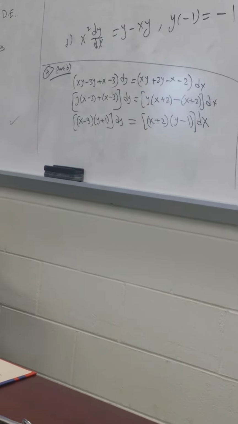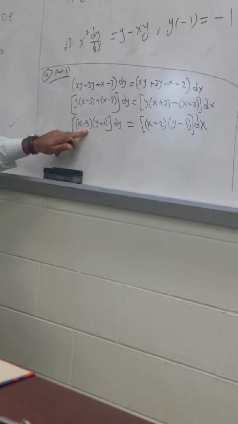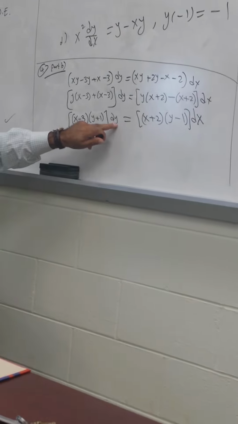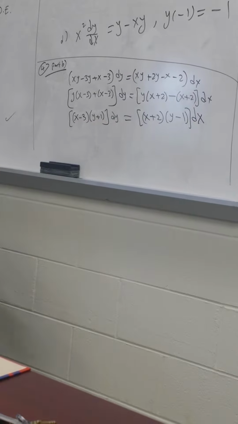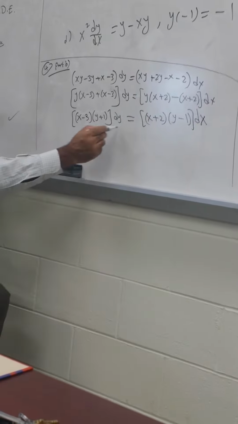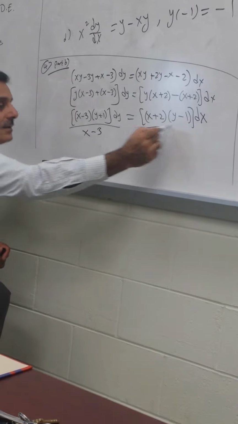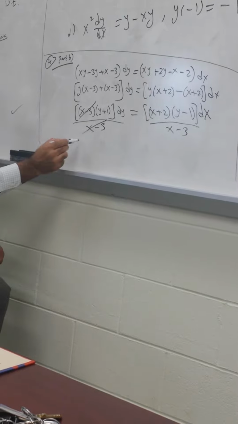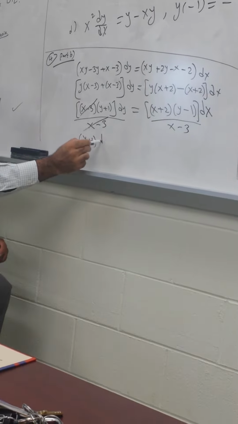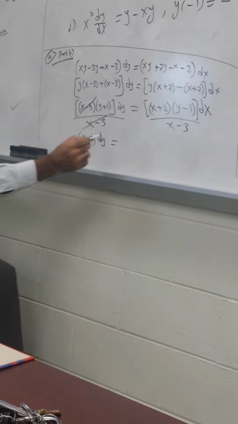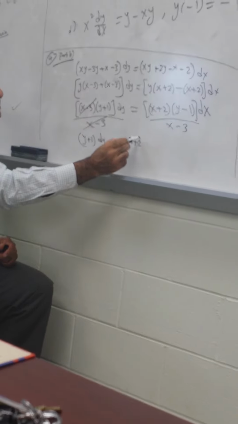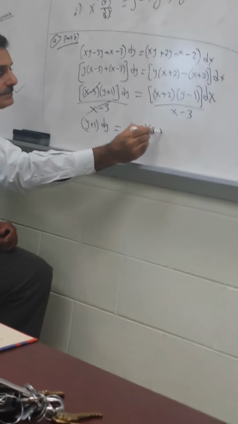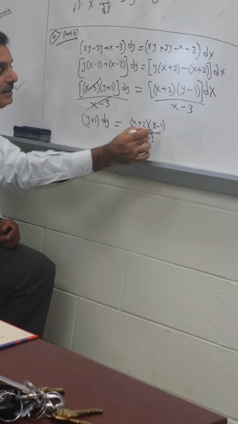So we're going to extract x from here because there is a dy. So we're going to keep the y plus 1 and dy. And get rid of x minus 3. So you divide by x minus 3 both sides, right? So this is gone. Then you end up with what? With y plus 1 dy equals to what? Equals to x plus 2 times y minus 1 over x minus 3 dx.